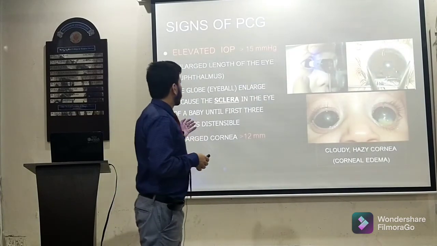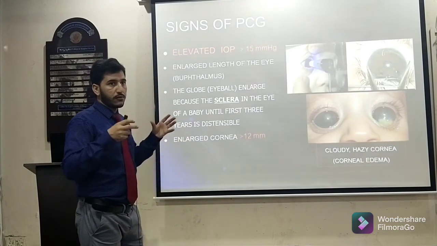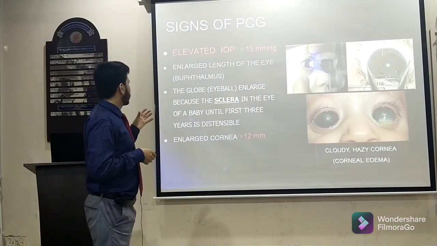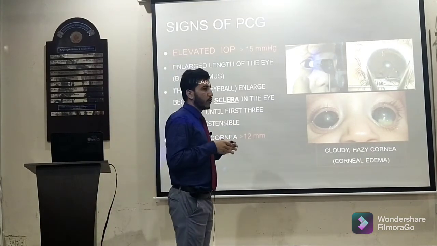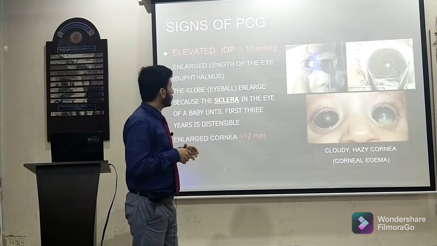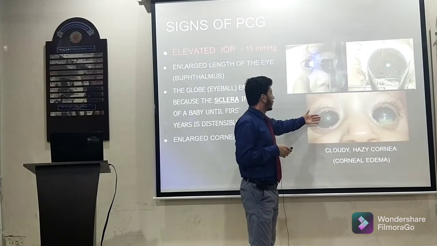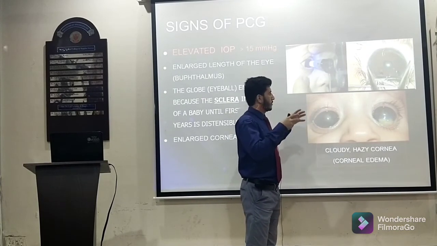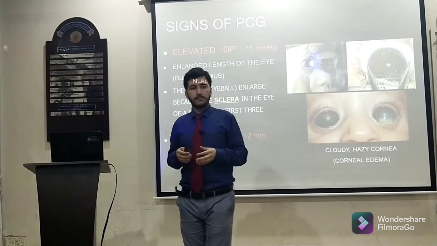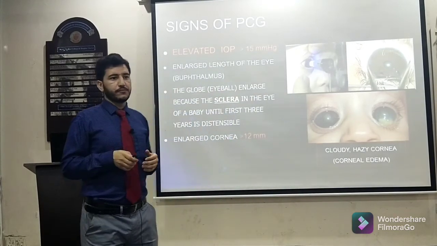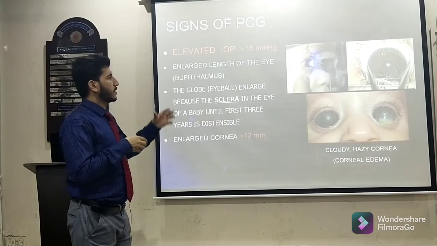Signs of primary closer glaucoma: the patient will have an enlarged length of eyeball, or buphthalmos. The cornea will be enlarged, more than 12 millimeters. And like we previously mentioned, the eye is enlarged due to the distensibility until 3 years. After that, there will be no dilatation of the collagen that exists in the eyeball.